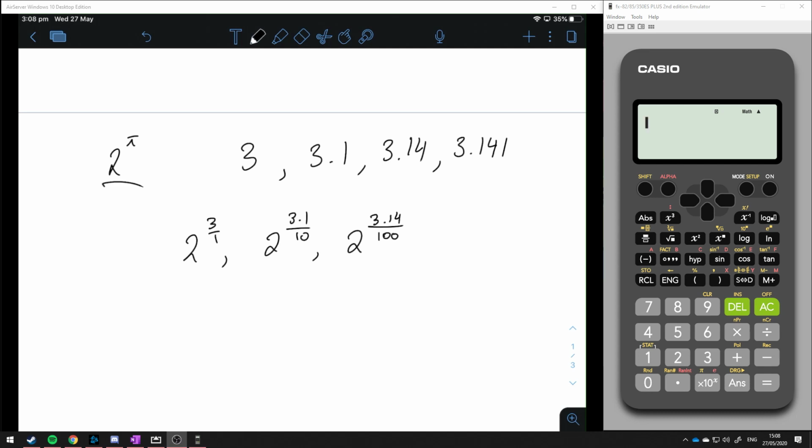But what we're saying is that we can get really, really close to pi by taking the decimal out further and further. Because we can also pick a number on either side of pi that's really close to pi, like 3.141 and 3.142, those are 2 numbers either side, it must mean that 2 to the power of pi must be in between those 2 values.